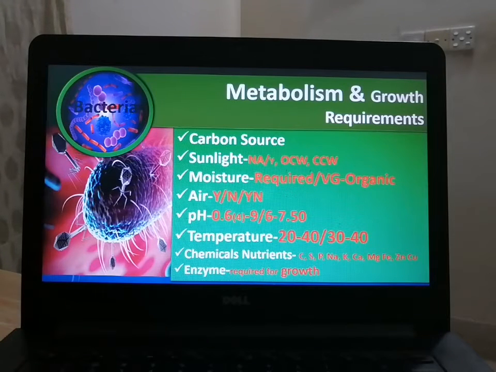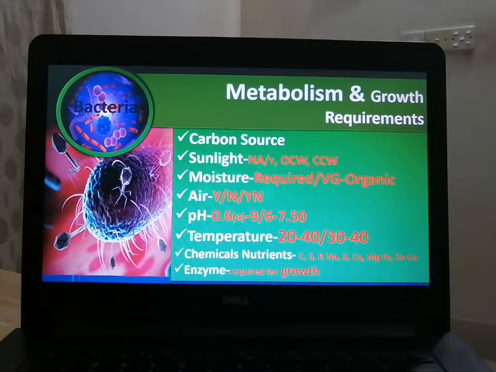So the topic we discuss now is metabolism and growth requirements, which we started yesterday. Every organism like bacteria, to grow and to complete their metabolism process, needs some organic source, and especially it can be any form of carbon. The more organic content inside any system, the more biological growth there will be, and that is the carbon source. It can come from any living or non-living things.